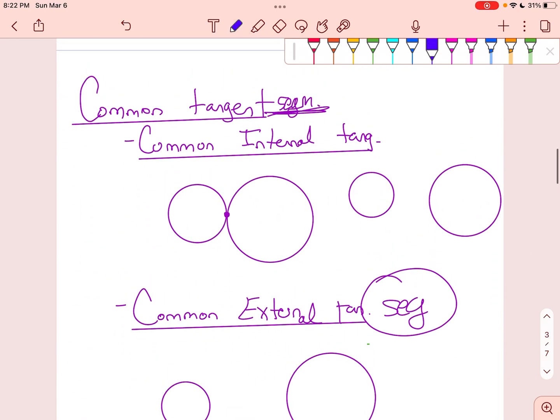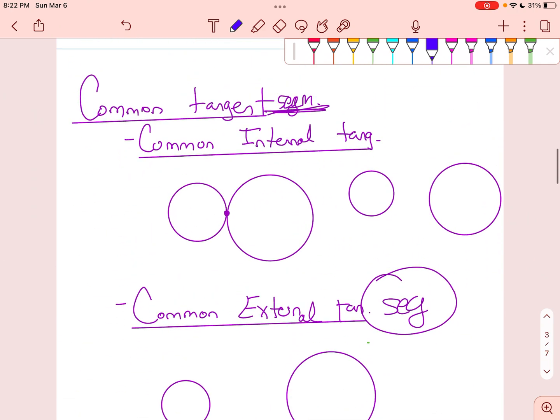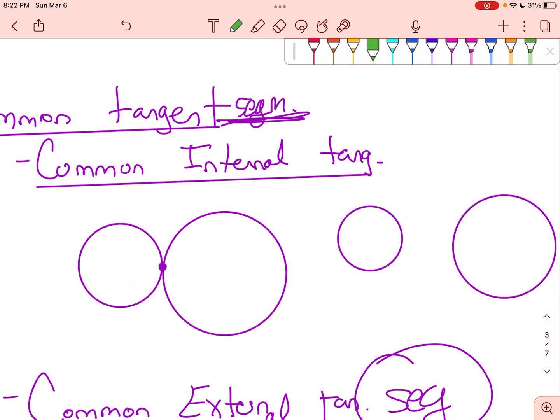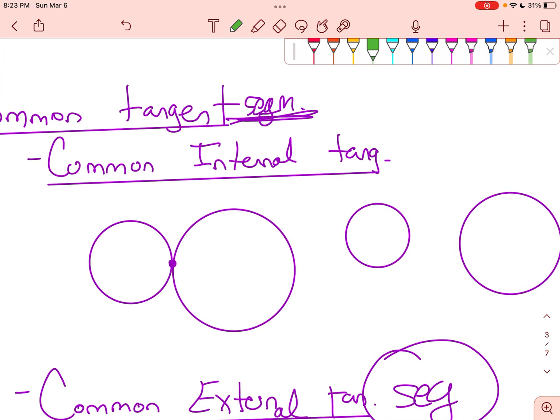More definitions. We also have common tangent segments. So these are tangent circles. I'm going to draw common tangent segments. Okay, so the first one is called a common internal tangent. And a common internal tangent is exactly like what it sounds like. It is a segment that is tangent inside two circles. It is common, so both of them have this tangent segment in common, and it has to go in between them, on the inside of them.